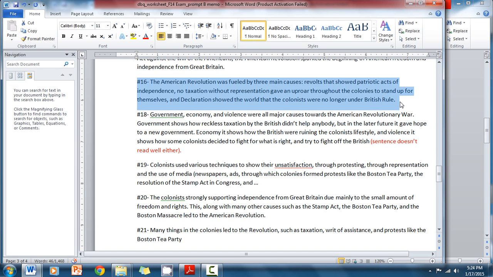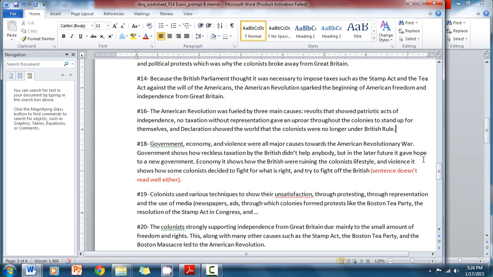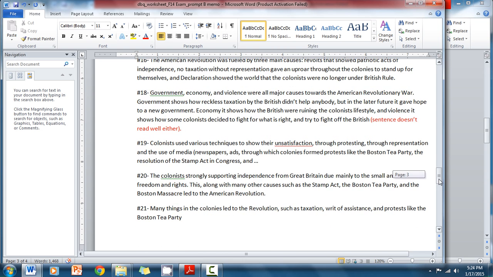You just have one thing missing. The causes were articulated beautifully. That's fine. The only thing that's missing is what is the single cause that most enticed the colonists to break away. You need one more sentence here because that was asked in the prompt but was not answered.